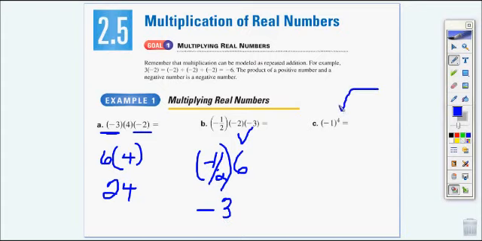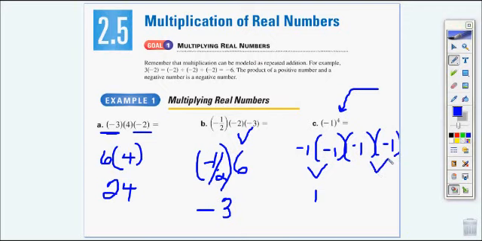Now, the next rule we're going to look at is exponents. If the exponent is an even number, that will make it positive. If it's an odd number, that will make it negative, because you're repeating a negative pattern. So -1 to the 4th power would be -1 times -1. Negative times a negative would give me a positive. Times -1 times -1. There's again a positive. And 1 times 1 is 1.